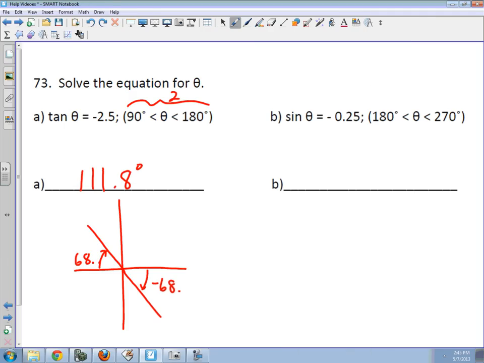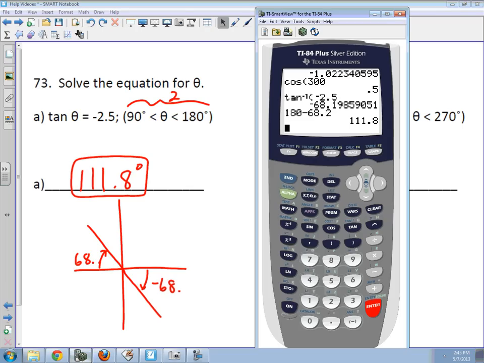So that angle, again, it's between 90 and 180. It's in the second quadrant. And the tan of 111.8 would equal negative 2.5. And just to check it, you could do tan of 111.8. You should get something close to negative 2.5. It's really close, because actually I rounded, so you know it's not going to be exact.